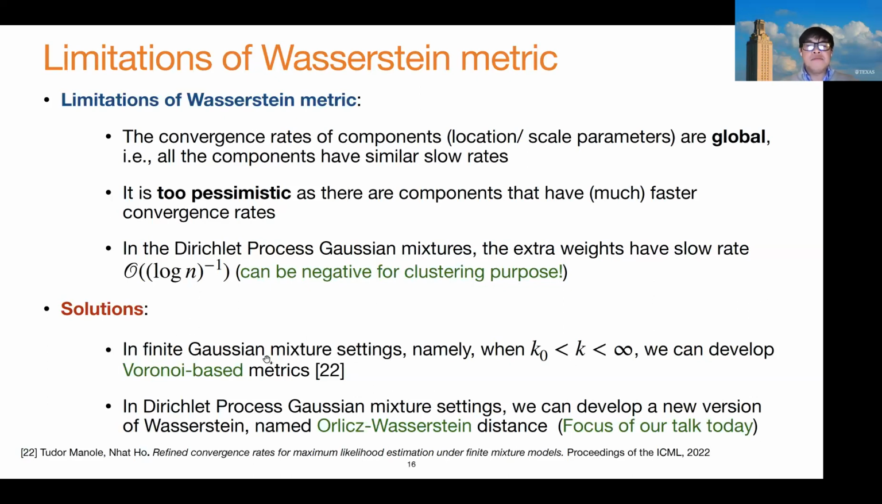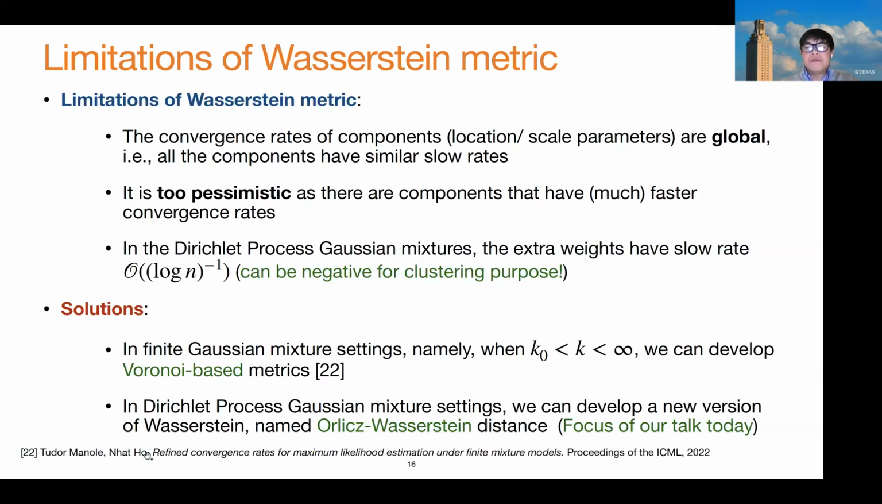So in the finite mixture settings, when the number of components is finite and we only use a finite number of components to over-specify the models, we demonstrate that we can use Voronoi-based metrics to improve the rate of the individual parameters and weights compared to those for the Wasserstein metric. But in the case of Dirichlet process mixture models, we can develop a new version of the Wasserstein metric by generalizing the traditional Euclidean norms in the Wasserstein metric with Orlicz norms. That's why we have the Orlicz-Wasserstein distance, and we only focus on that. In case you are interested in the Voronoi-based metrics and how they can improve the results for the Wasserstein metric, I also include a paper over there.